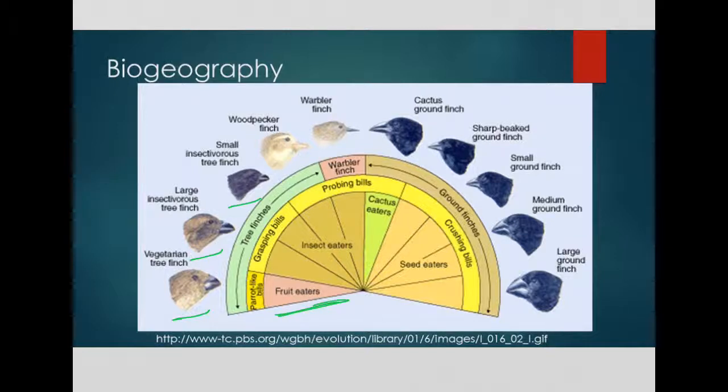So this organism is the only fruit eater. Then there's insect eaters, cactus eaters, and seed eaters. And lots of different sizes for what their bills are used for: crushing bills, probing, grasping, and then sort of parrot-like. And also where they live, whether they live in the tree or if they're ground finches. So that is the study of biogeography, and these are a brief introduction to some of the evidence pieces that we have for evolution.